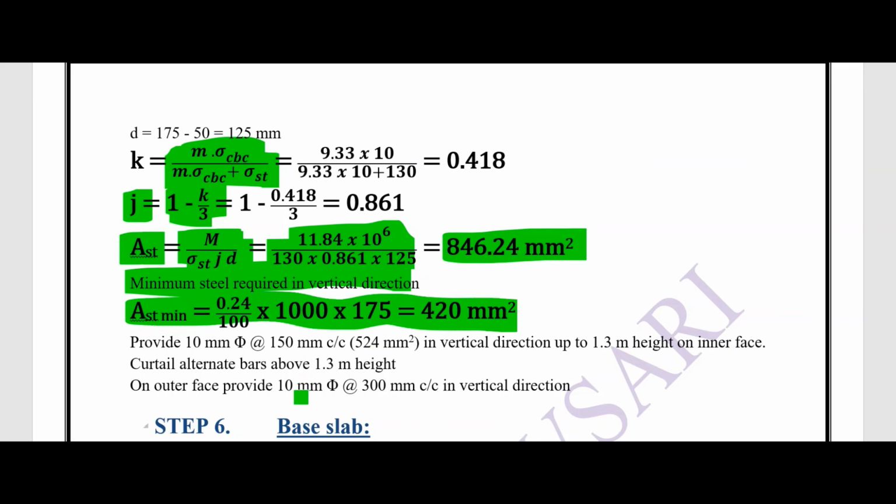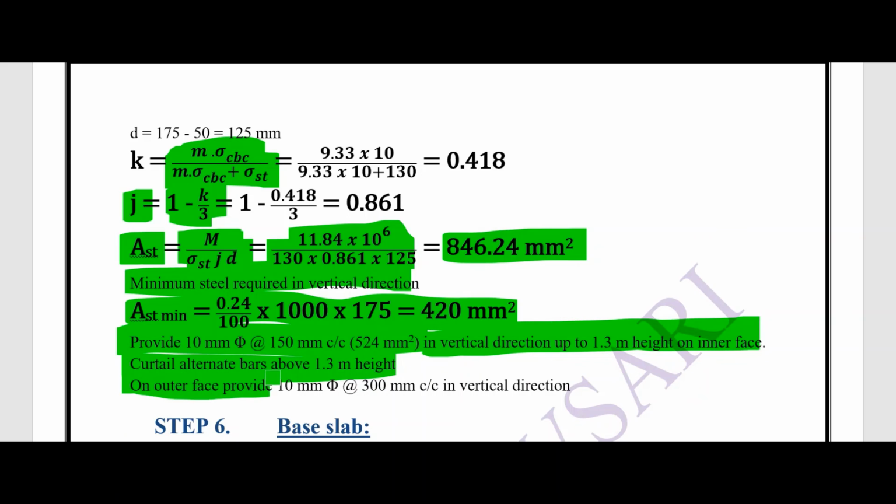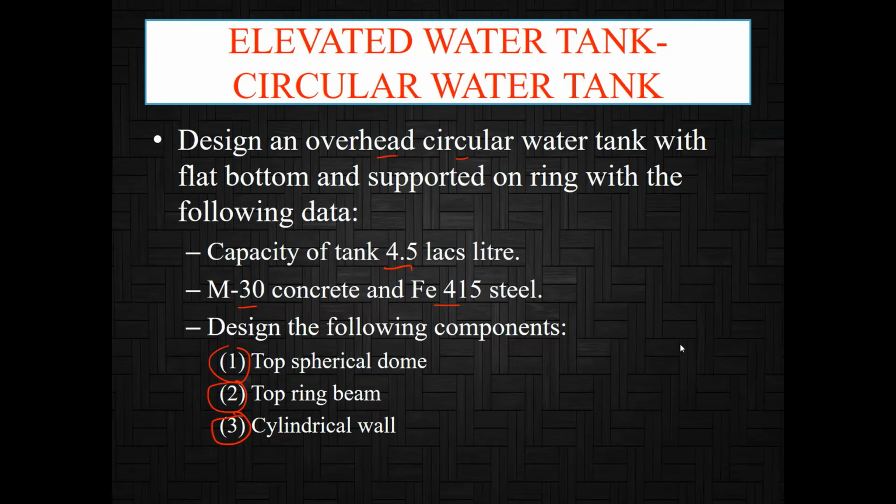So we provide 10 mm dia at 150 mm center to center in a vertical direction up to 1.3 meter height on the inner face, and curtail alternate bars at 1.3 meter height. On the outer face provide 10 mm dia at 300 mm center to center in a vertical direction. So our design is completed. Circular water tank design is completed.